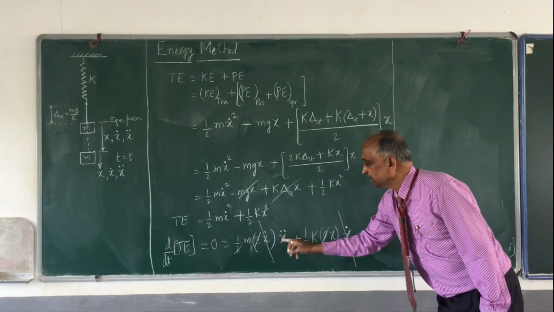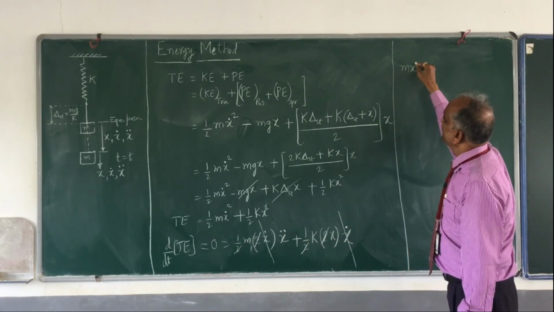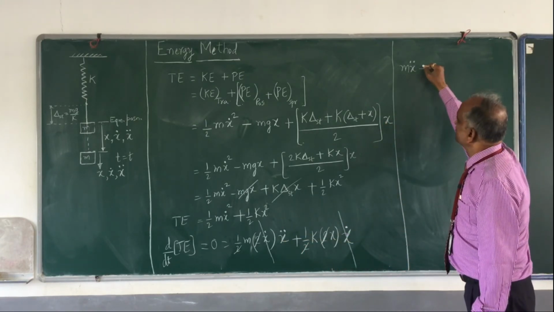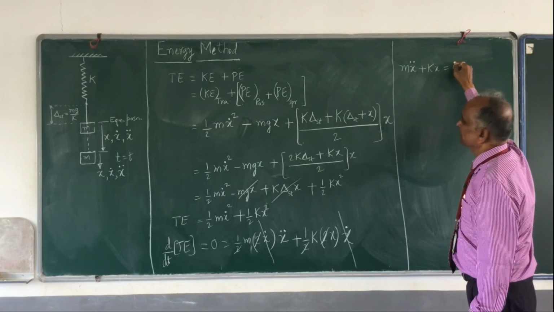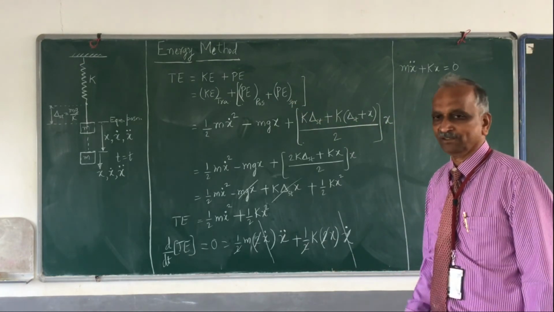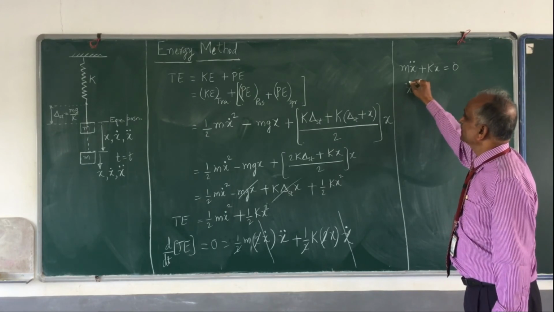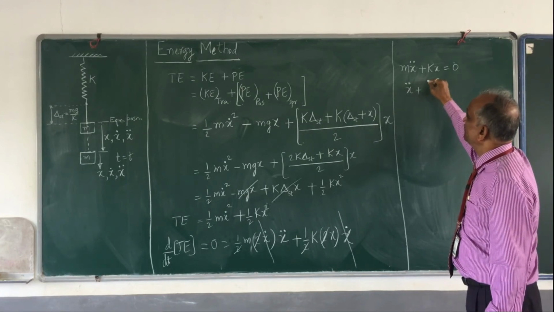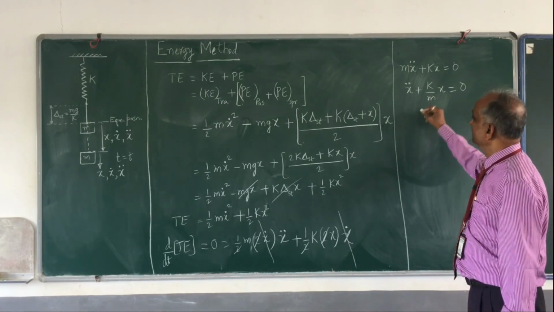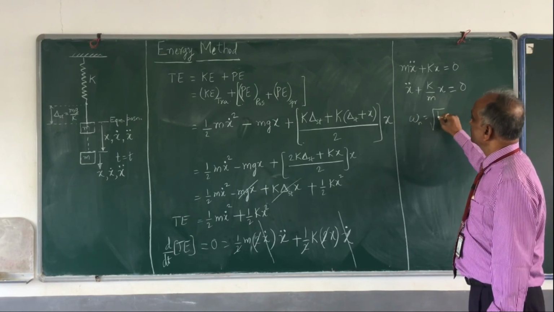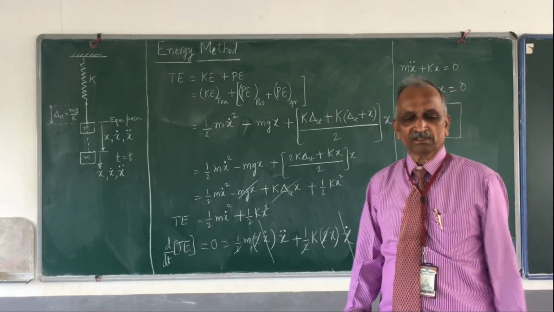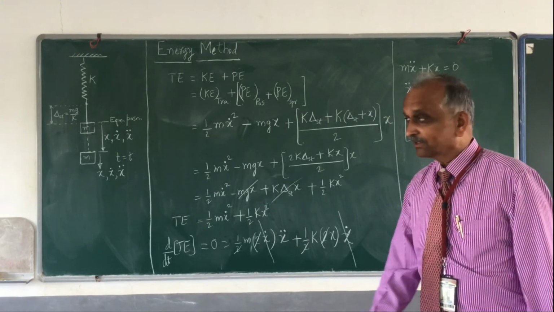It is m x double dot plus k into x equal to 0. If you recall, this is the same differential equation which we had obtained. And we modified it for the sake of writing the natural frequency: x double dot plus k by m into x equal to 0. So therefore, omega n is equal to root of k by m. This is the expression for natural frequency. I hope you understand.